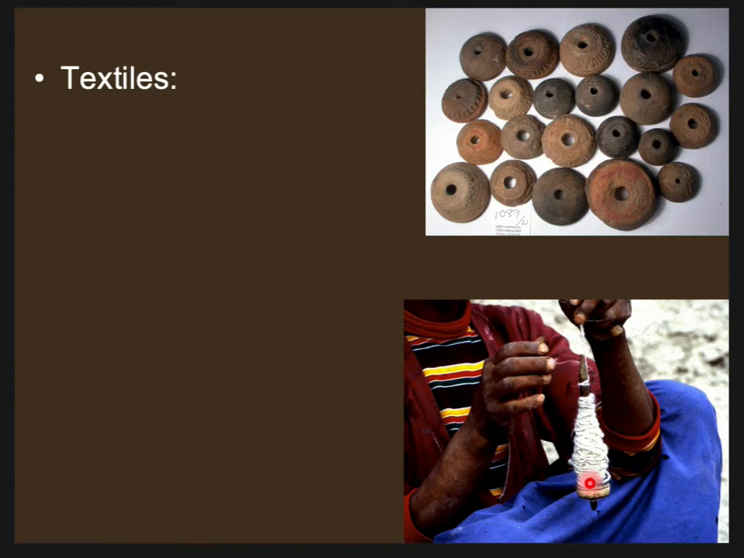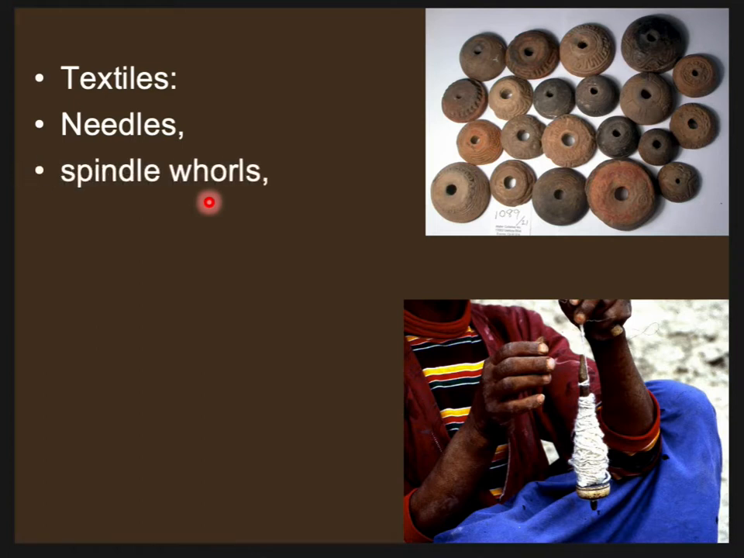They would have a little bit of a weight at the bottom, which was either a piece of stone or a piece of clay. They would spin this spindle. The fibers would twist and wrap around here, and they would continue to add fibers to it. Very labor intensive. So if textiles were being produced, you might find needles, spindle whirls.